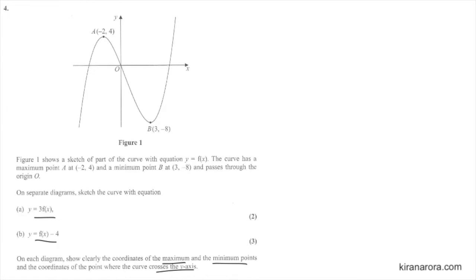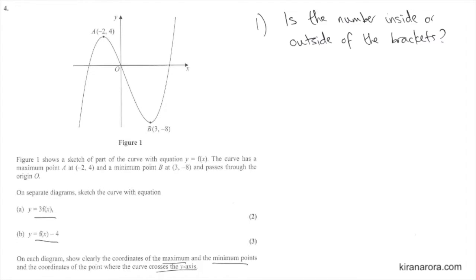Now, just before I go on to answering this question, I'm just going to go over quickly how I determine whether it's a shift or a stretch in the x direction or the y direction or anything like that. Now, the first question I always ask is, is the number inside or outside of the brackets? So looking at question 1, we see that it's 3 f of x, and clearly you can see that this is outside of the brackets. If I had something else, like f of 2x, then clearly this is inside the bracket.